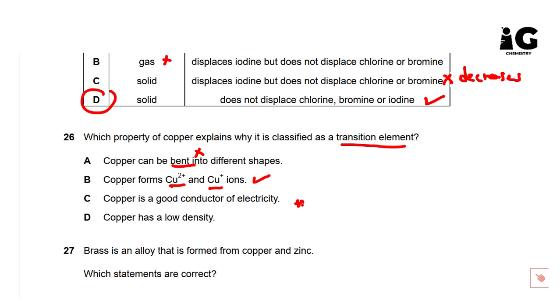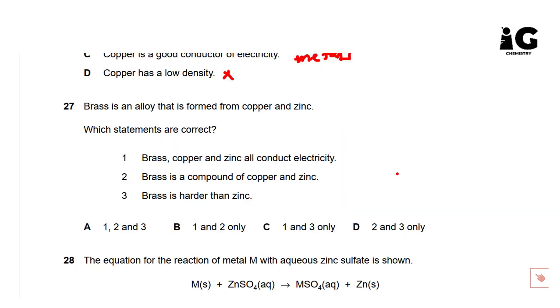So here this is for metals. The first one is also general for all metals, but this one is for transition metals. This is more specific to transition metals. Copper has a low density. This is also wrong. So the correct answer is B. And remember, transition metals have more than one oxidation state. 27, brass is an alloy that is formed from copper and zinc.